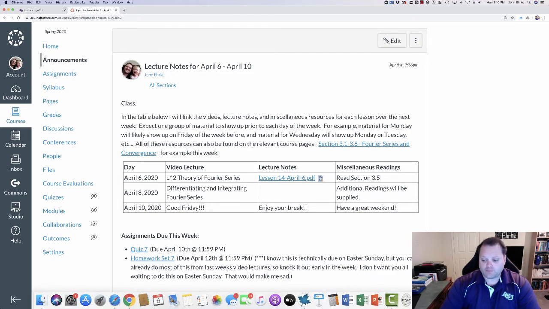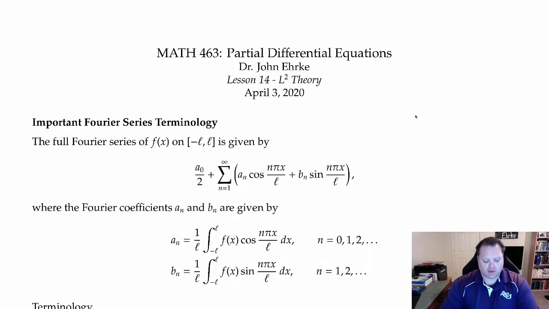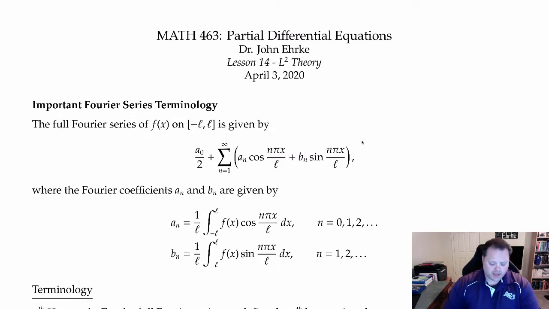So let's talk about L2 theory today. We've talked a little bit about what the L2 space is. We're going to say a little bit more about it today. But we're going to start with a reminder here. This is the full Fourier series of a function. So suppose you have a function defined on the interval from minus L to L, then that function can be represented by the full Fourier series, and here are the coefficients for that full Fourier series.